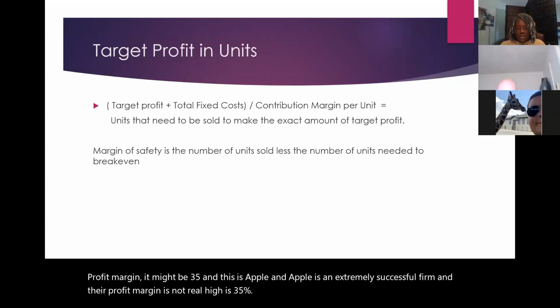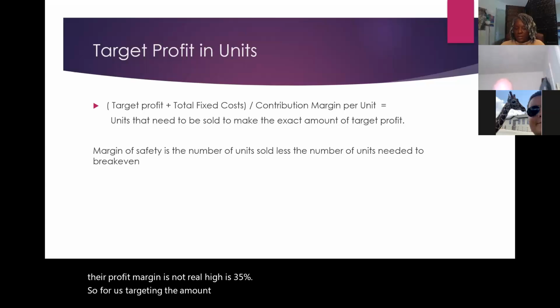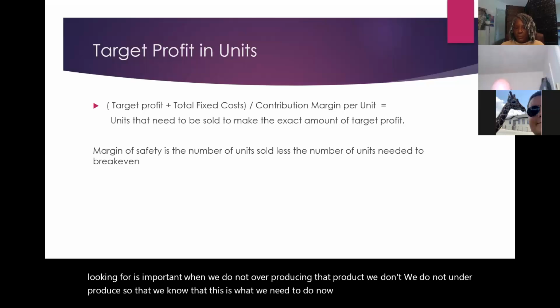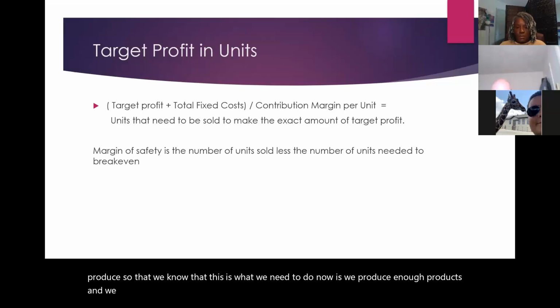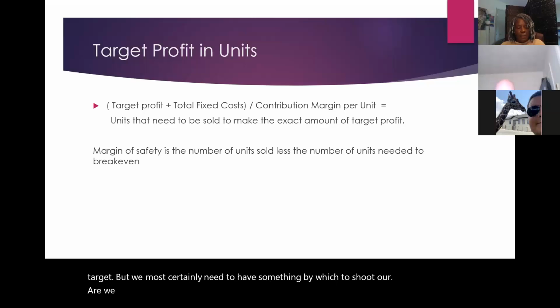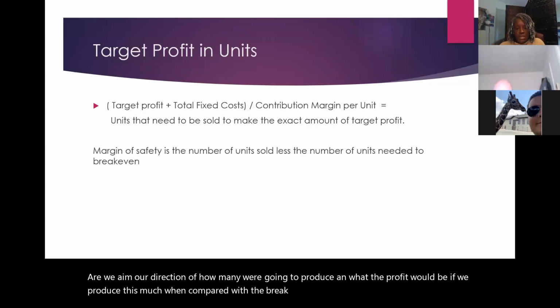So for us, targeting the amount of units that we need to get the profit that we are looking for is important, so we do not overproduce that product. We do not underproduce, so that we know what we need to do. Now, if we produce enough products and we reach our target, the next quarter, in my opinion, we go back and reevaluate our target. But we most certainly need to have something by which to aim our direction of how many we're going to produce and what the profit would be if we produce this much when compared with the break even. So yes, that's very important.